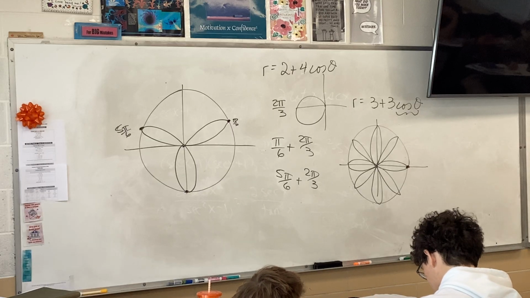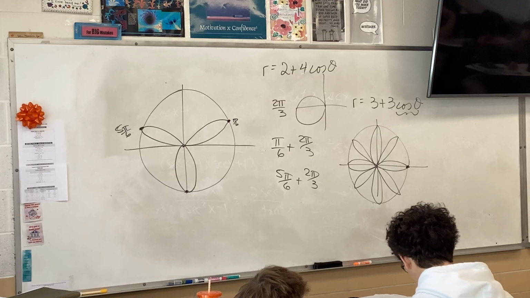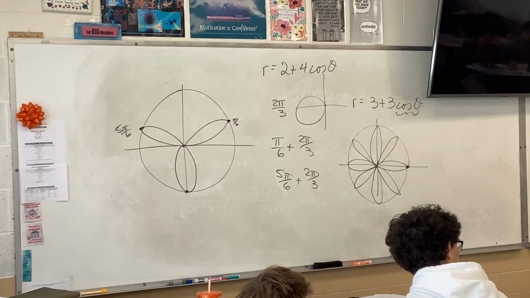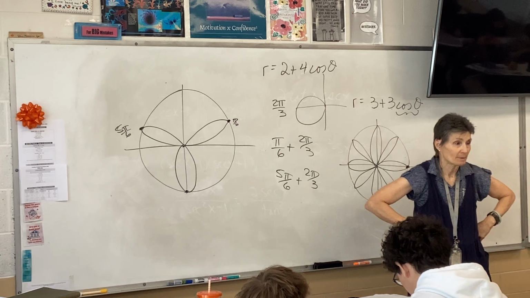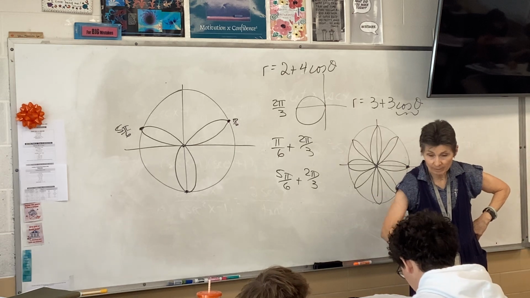So, where did you have your indentation? Where did it turn out being? At the bottom? Yeah, 3 pi over 2, which is at the bottom, yep. Where the sine is -1, right? Good.